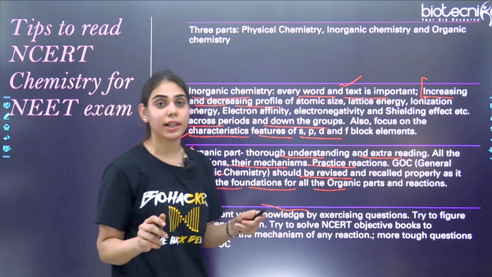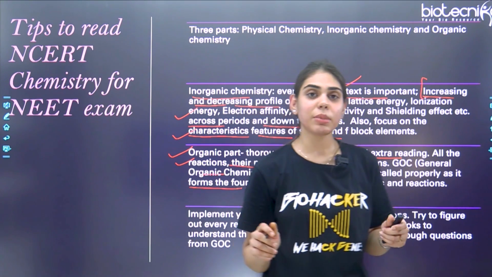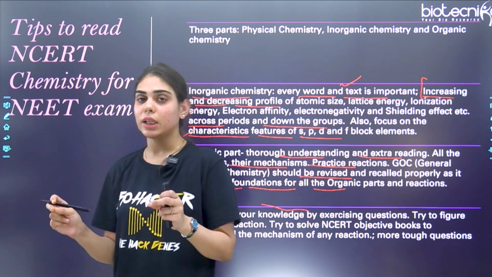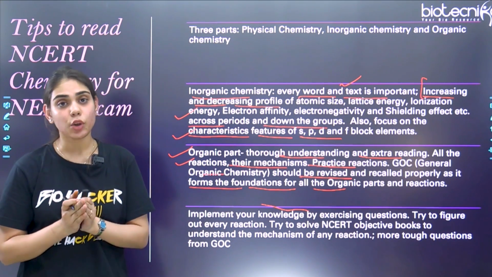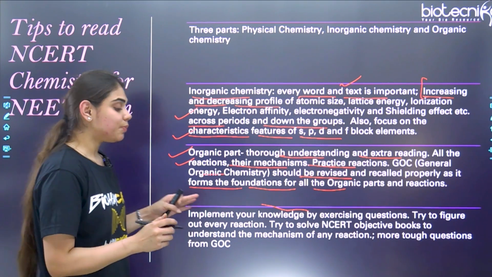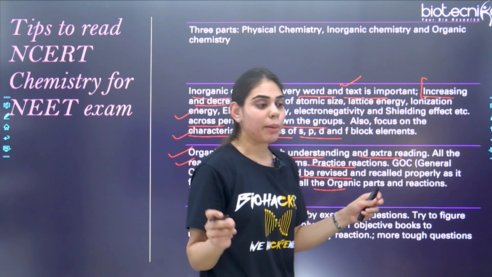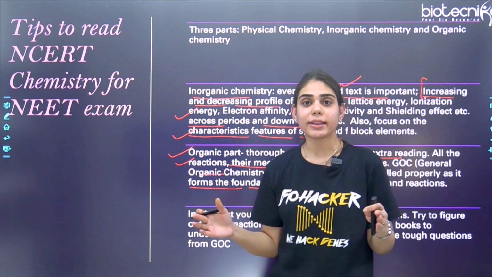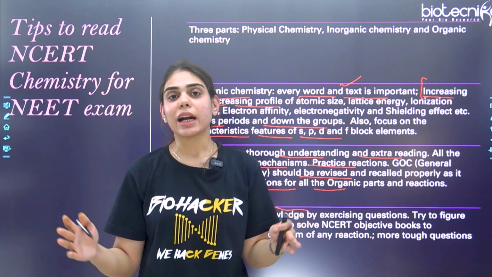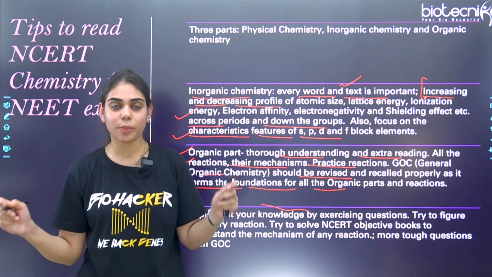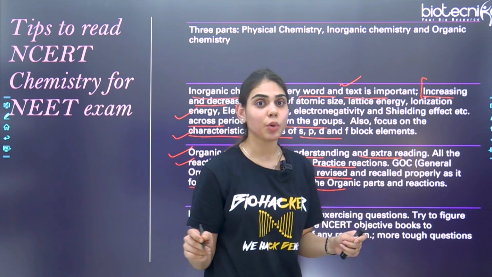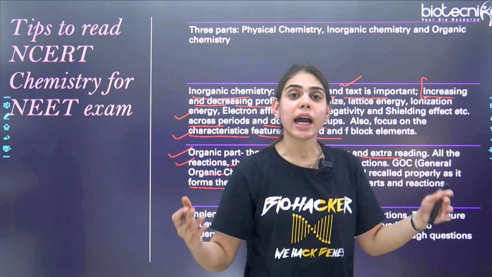Now, what about physical chemistry? Again, NCERT is the main thing. Read NCERT first. Here you can expect a numerical part too. So how are you going to do this? Just read NCERT and practice the formulas that are there. If you are practicing the formulas, that means you will be able to solve the numericals asked in the exam. You can expect questions from thermodynamics, electrochemistry, ionic equilibrium.